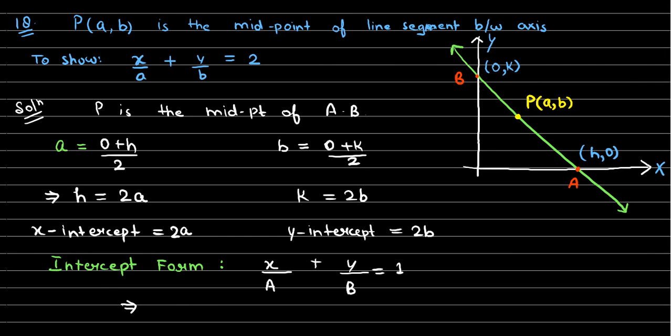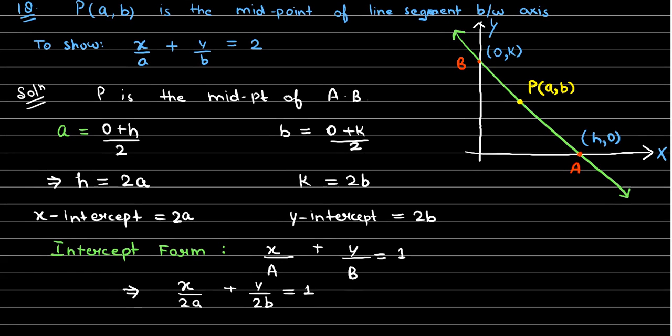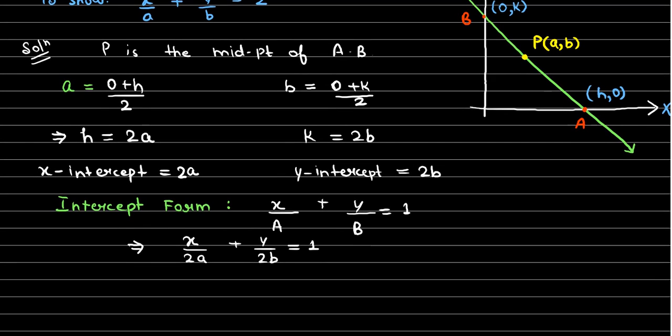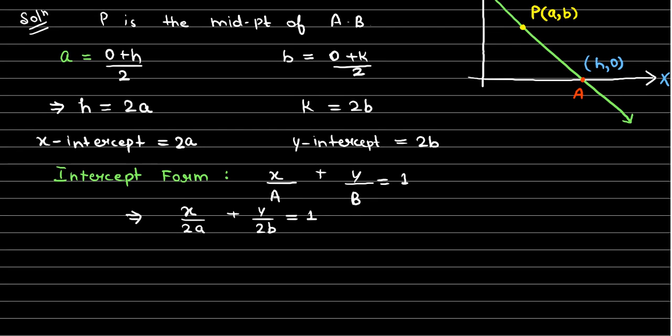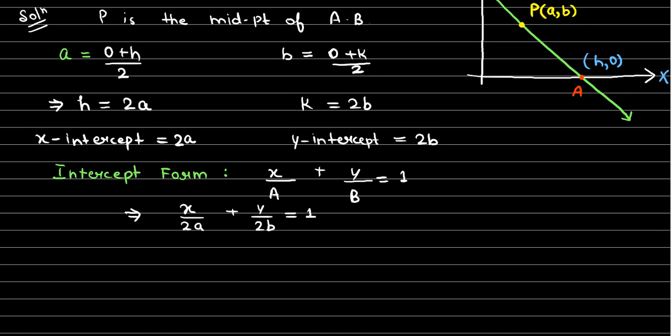So from this condition, what will be my equation of line? x over twice of A plus y over twice of B is equal to 1. Now, can we take out 1 by 2 common from the denominators? Yes, Natashmita, that is correct. But remember, whenever you have already these terms in your question, change the notations to avoid the confusion. So the x-intercept is twice of A, y-intercept is twice of B.